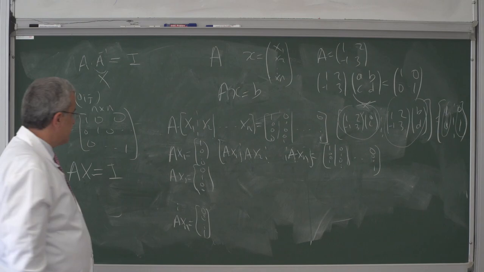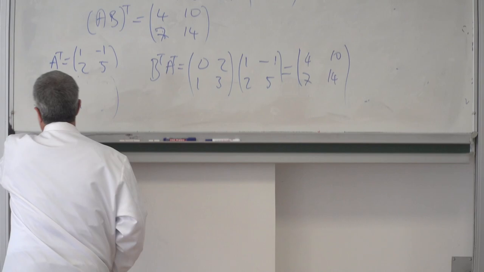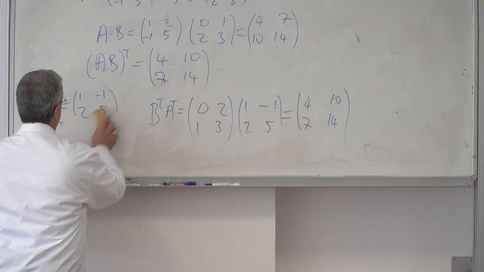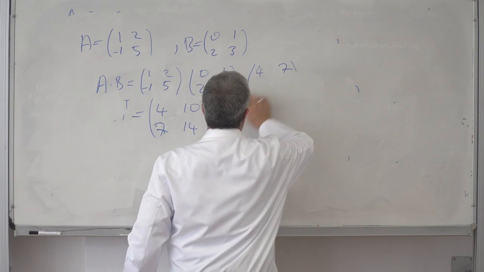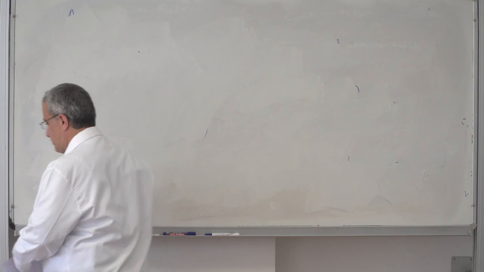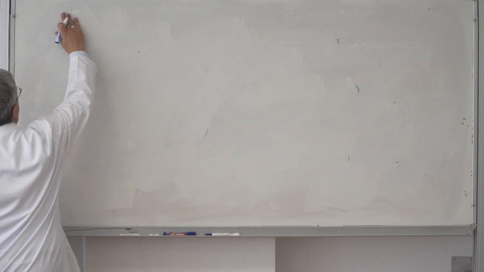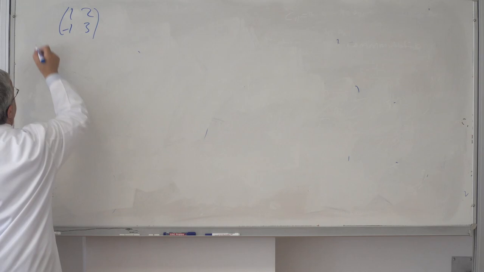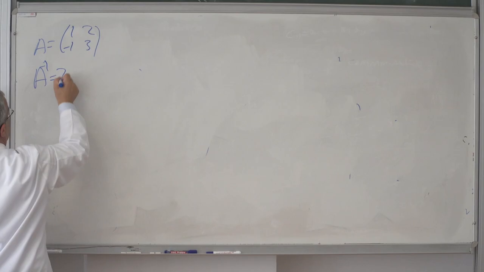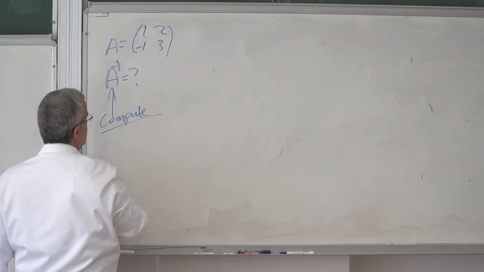This part again, okay? Let me explain in a big way then. What was the matrix? Just tell me so that I can quickly write it here. 1, 2, minus 1, 3. Okay, this is my matrix A. I would like to compute this.